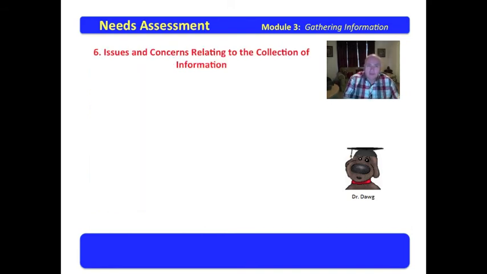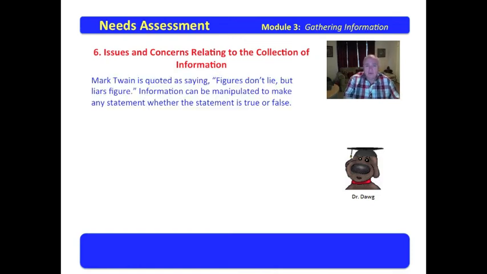Now, the last thing we want to look at are some of the issues and concerns relating to the collection of information. Mark Twain is quoted as saying, figures don't lie, but liars figure. Now, what he means is that information can be manipulated to make any statement, whether the statement is true or false. Be careful when you're talking to a salesman and they want to show you facts and figures. They can convince you of anything based on the facts and the figures. That's not our objective in administering a survey. Our objective is not to skew the information or to make the information say something, but simply to gather information and to present that information so that it can be fairly analyzed.